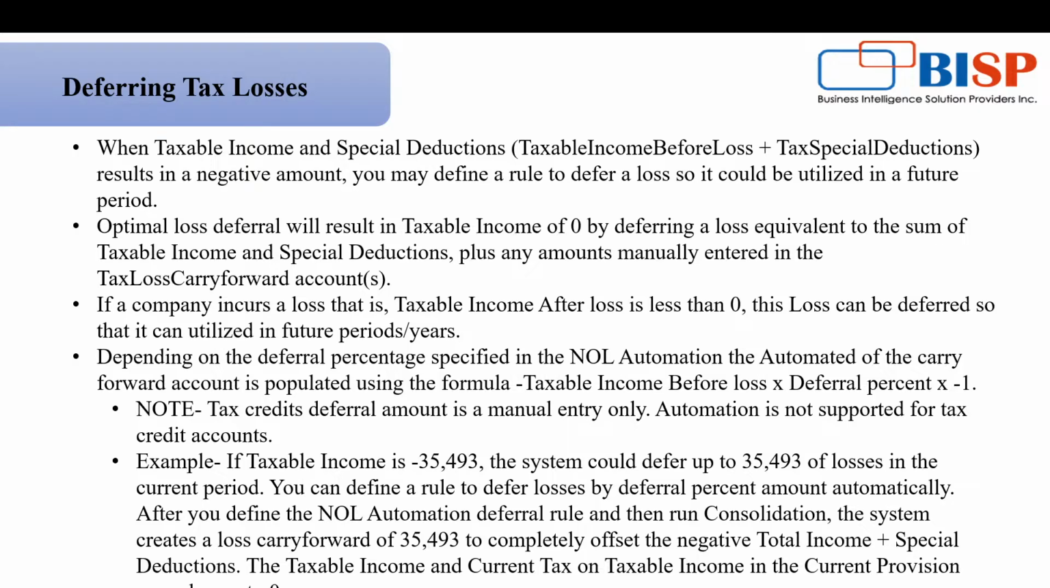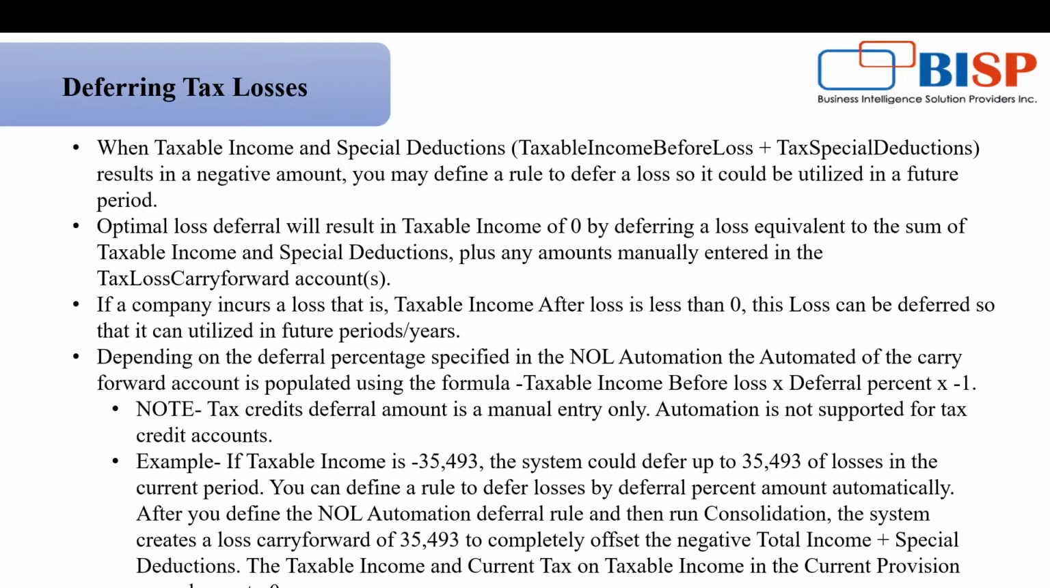And here we have our different tags. The system calculates the amount eligible to defer as the absolute negative taxable income plus any manual tax loss carry forward entries, and then applies the deferred tax percentage you set. If the deferred tax percentage is 100% and the taxable income after loss is 35,000, then the system will create a carry forward of 35,000, right?